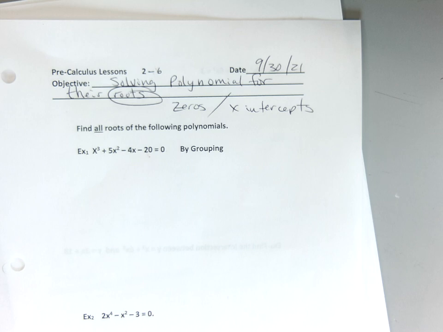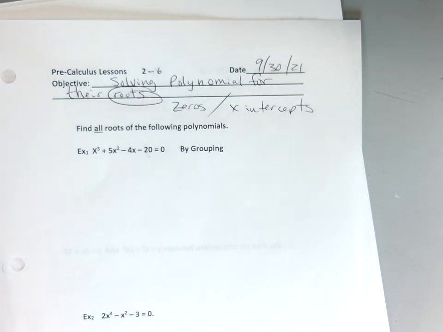So if it includes imaginaries, they aren't necessarily x-intercepts, correct? But they are a solution. Anything that goes in to x that makes the value of the polynomial 0 is a 0 or a root, okay? So number one, to factor.